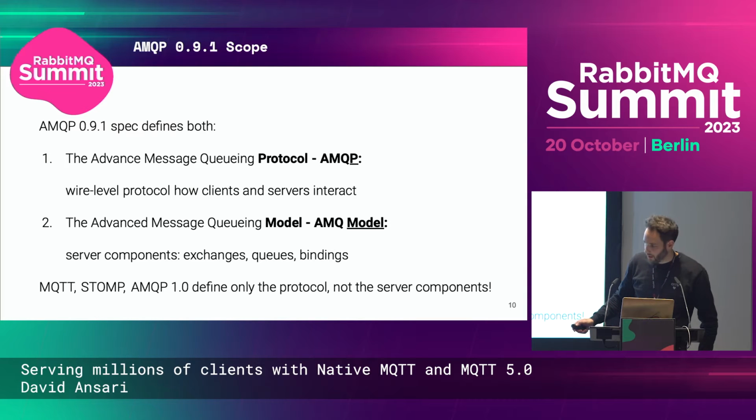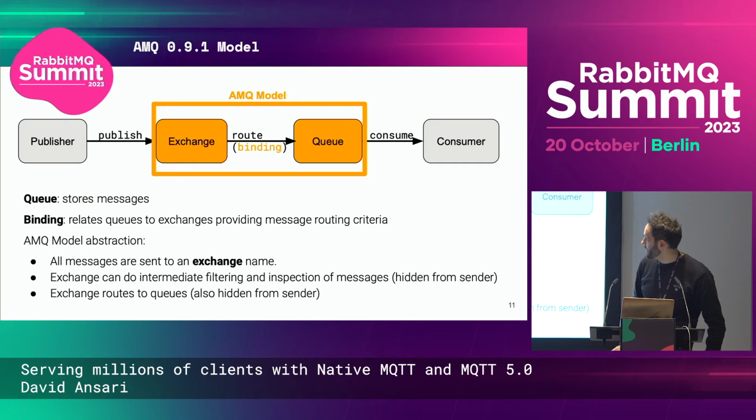In the following slides, I will refer to the AMQP 0.9.1 model very often, and this is part of the 0.9.1 spec, but this does not refer to the protocol, so that's important to understand. Now, if we look at the AMQP 0.9.1 model, we have the queue that stores messages, we have bindings that relate queues to exchanges, providing some message routing criteria, and then the AMQP model abstraction is all about a message being sent to an exchange, and exchanges do then intermediate filtering and inspection of messages that's hidden from the sender, and they route messages to queues, which is also hidden from the sender.